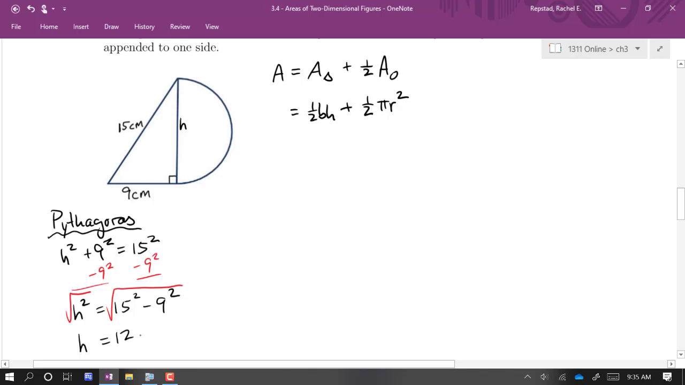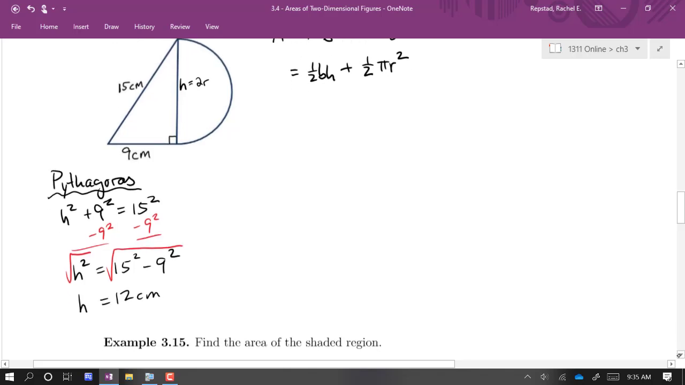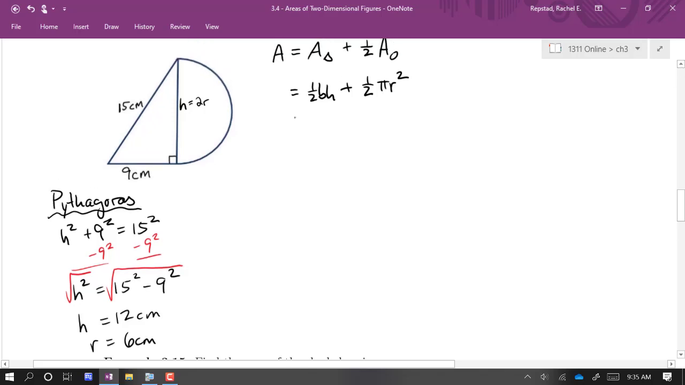That's 12 centimeters. And then there's another value that we get now, a bonus value that we also need actually in this problem. The height is the diameter of that circle. So the height is actually twice the radius. So if I know that the height is 12 centimeters, that means I know the radius is 6 centimeters. Now we have everything we need to plug into these formulas.